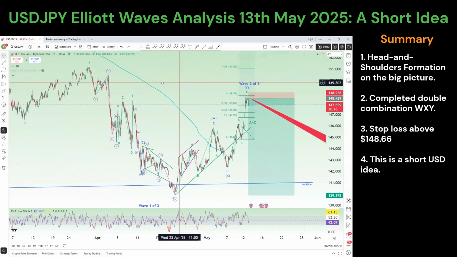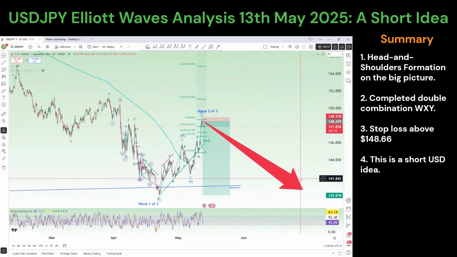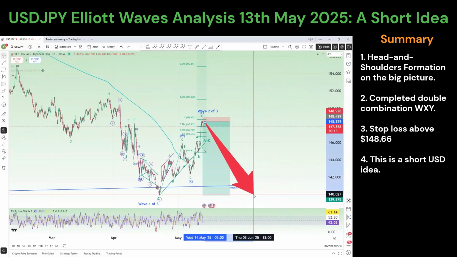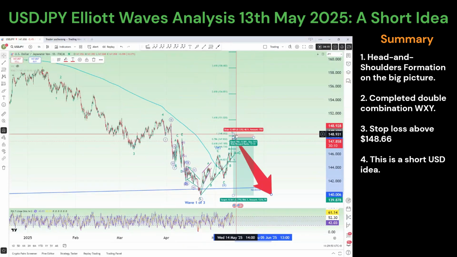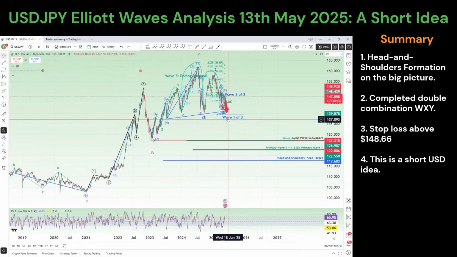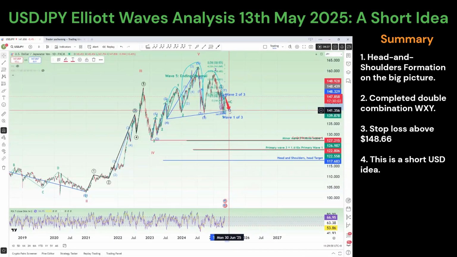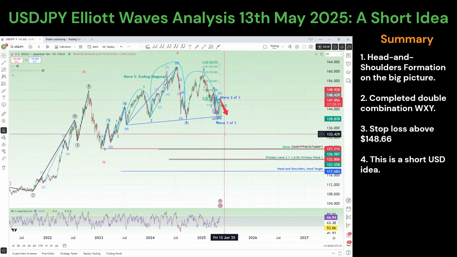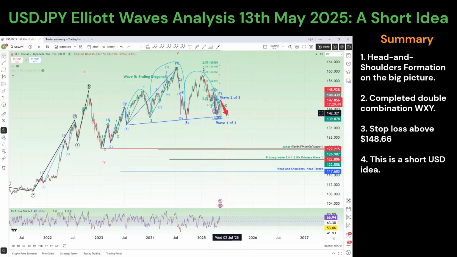Okay, so this to me is a very good risk reward trade, in the sense that if this is a wave two, we are actually looking at a breakdown, I mean a reaching of this neckline first, and then a further breakdown to go back into this target of 127, or even 122, as I have mentioned in my previous analysis. So this is really a short dollar trade.